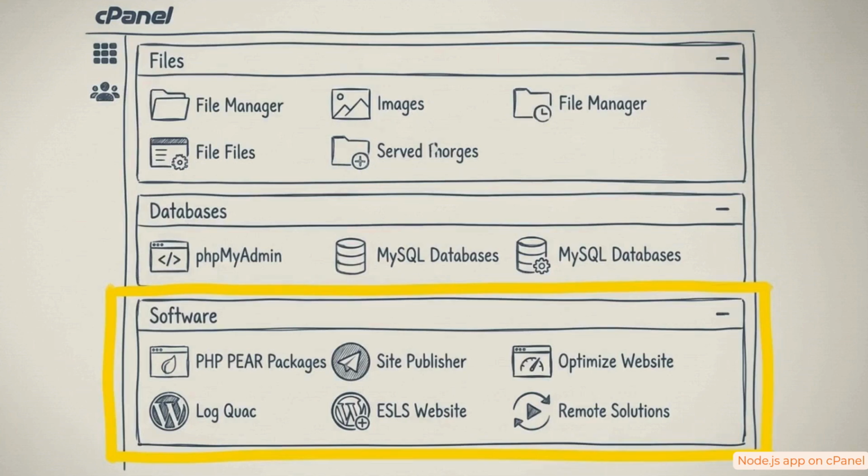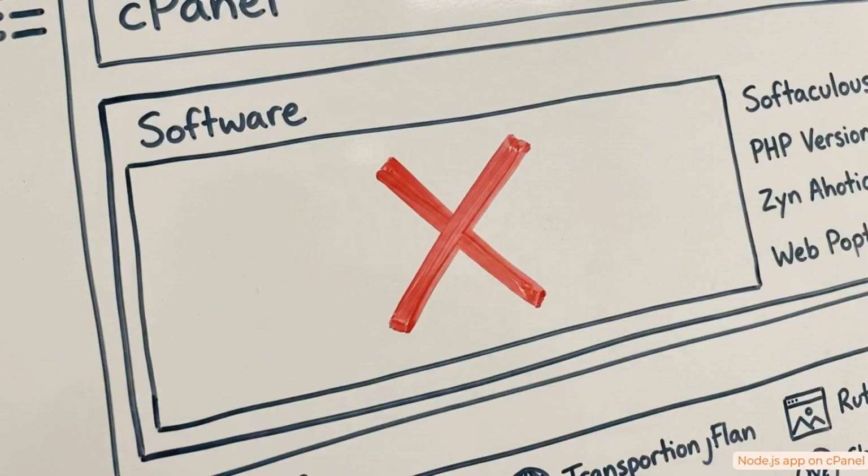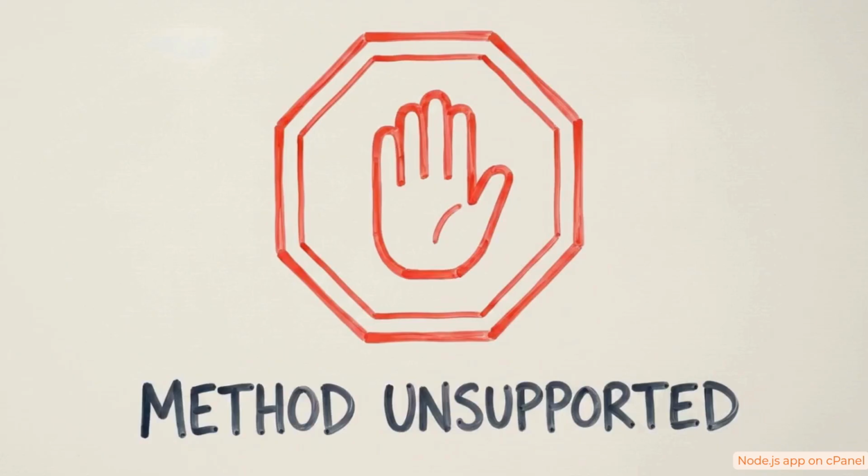Take a look at this mock-up of the cPanel dashboard. Specifically, we are looking at the software section. To find out if your setup can handle Node, log in and look for either the Setup Node.js App or the Application Manager icon. If neither of those specific icons is present, your current hosting plan does not support Node.js. You will not be able to proceed using this method.